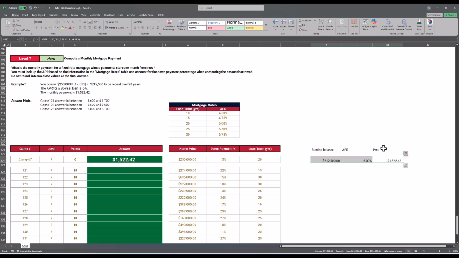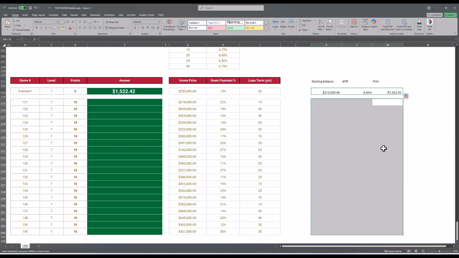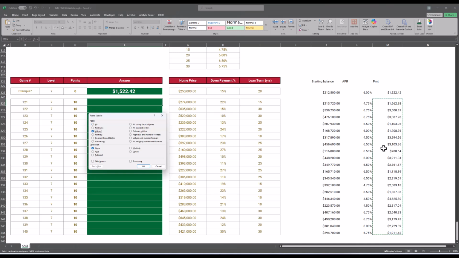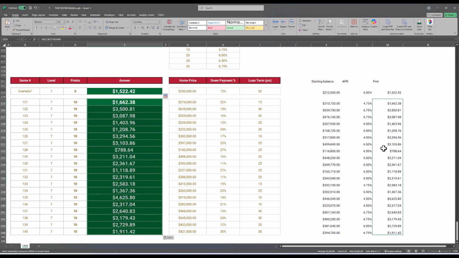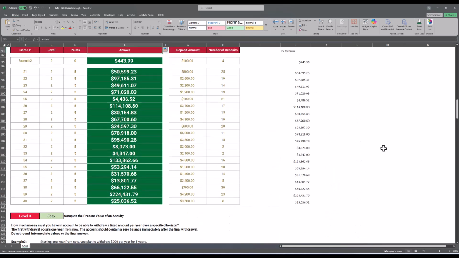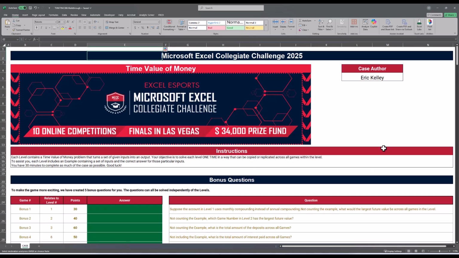So we'll copy these guys, paste them down here. There's my answers. And paste them over in the answer blanks. Go up and take care of the bonuses now.